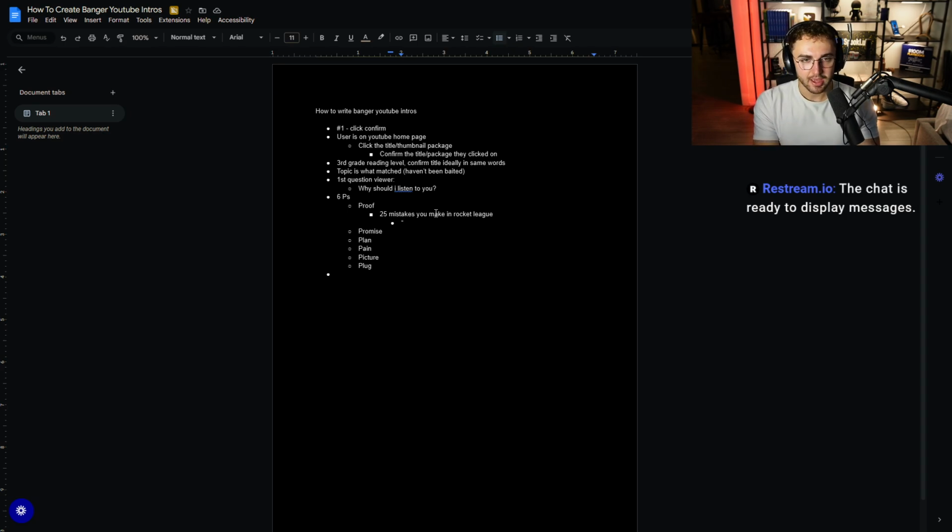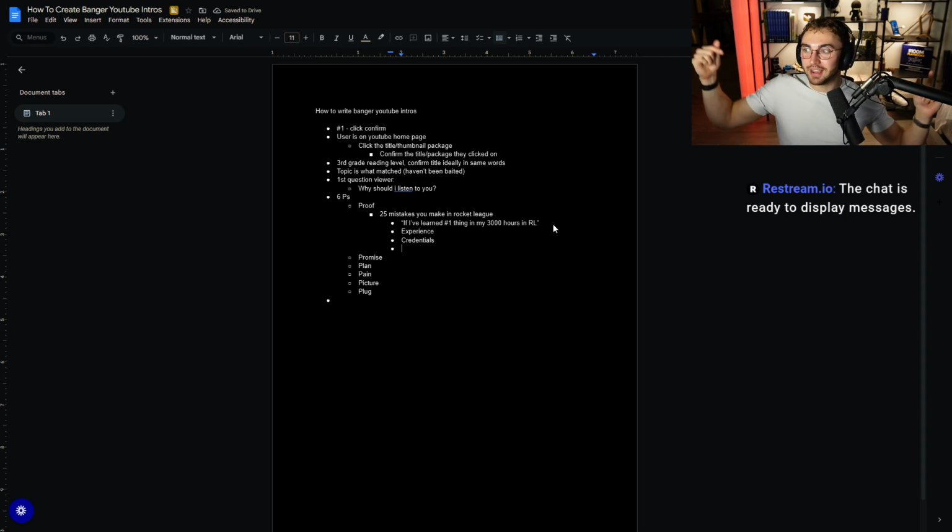The hook was, if I've learned one thing in my 4,000, or I think 3,000 hours I had at the time in Rocket League. So I just open by saying a proof point. I kind of open a loop and it's a proof point. I don't even title confirm it's 25 mistakes. I hit them with a form of proof, and proof can look like experience. It can look like credentials. It can look like, and you saw me do it in this video, I immediately title confirmed. This is how to create banger YouTube intros.